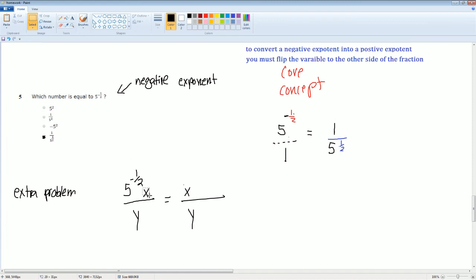The only thing that really happens is this number. Okay, this number was on top. Now it comes to the bottom. When it comes to the bottom, the exponent becomes positive. So the answer, if you had something like this problem, would look like x stays on top. On bottom, it would be 5 to the 1/2 times y. That would be an answer for this one. Okay, but there you go. Those are all your solutions and assistance for the first page of the packet.